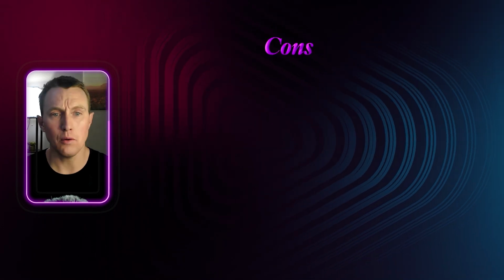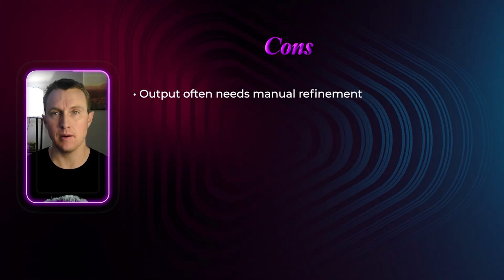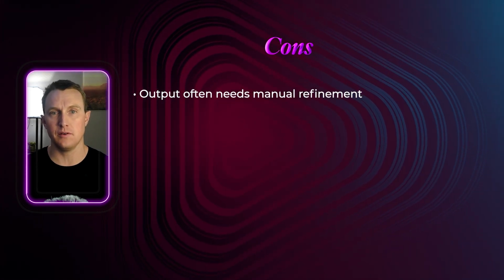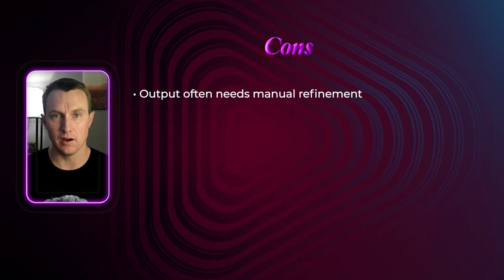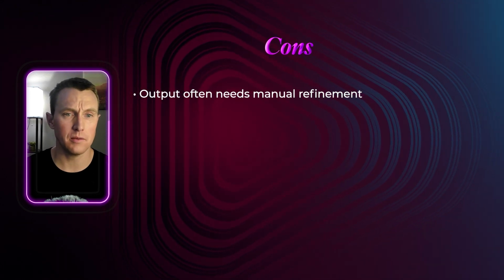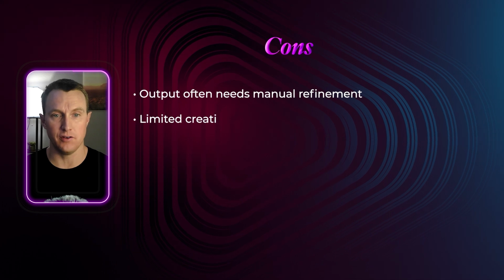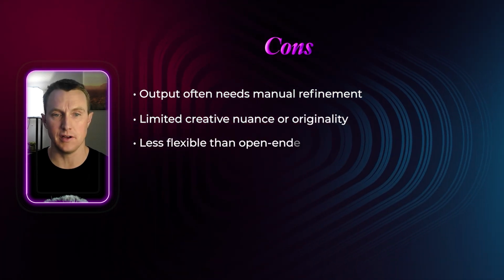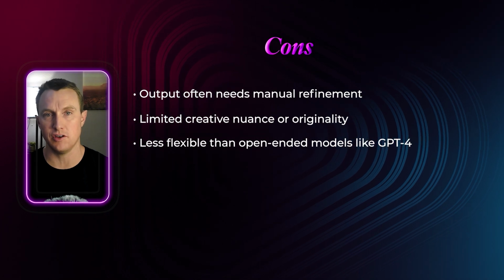Here are some of the cons. Output often needs manual refinement, but this con is often found with all of our tools. Like we said earlier, all of the content should be human reviewed. Sometimes it has limited creative nuance or originality, and it can sometimes be less flexible than open-ended models like GPT-4.